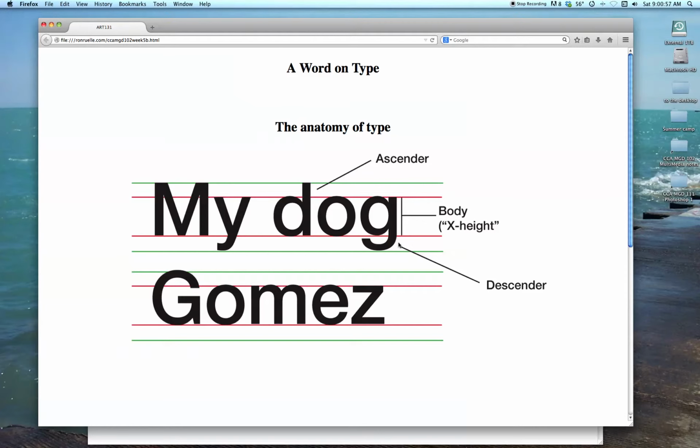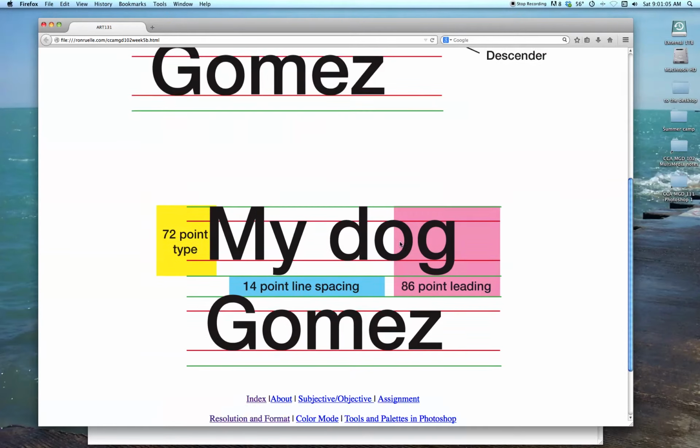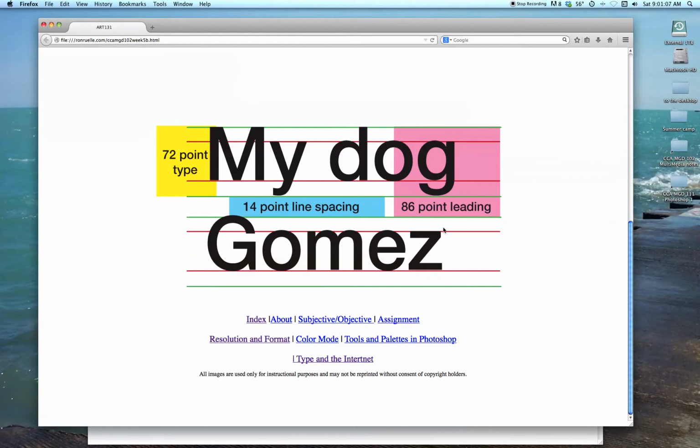Not all fonts have ascenders or descenders. Some are all capitals only. But the important thing to know here is when we measure type, it has to do with those particular things. We refer to the measurement of type in points, which equates to pixels, basically, in Photoshop.